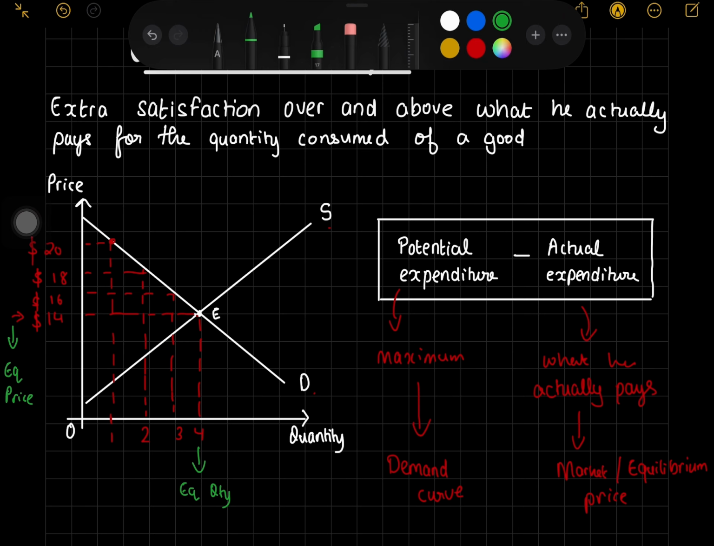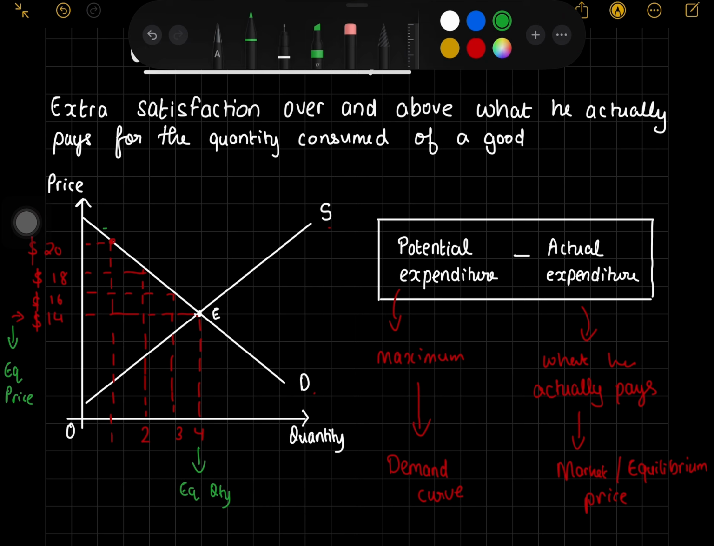So who is benefiting? Of course he is benefiting. He is saving some money. So he is benefiting in the form of consumer surplus. This consumer surplus is hence the extra satisfaction over and above what he actually paid for the quantity consumed.